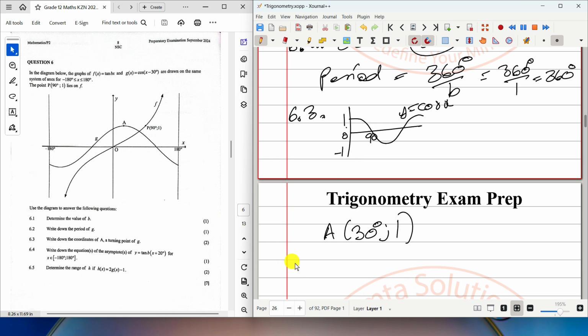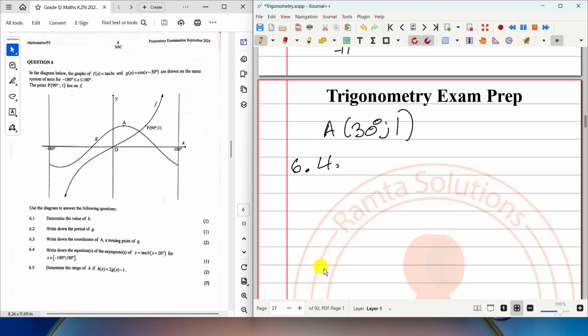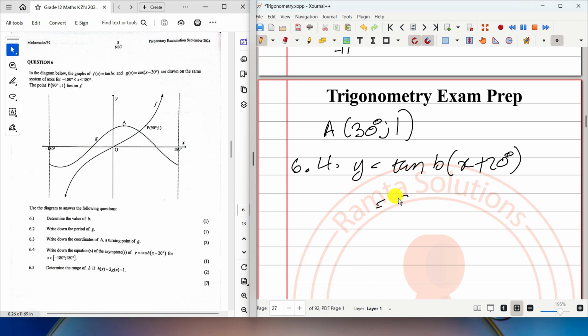All right, perfect. 6.4. Now, we are asking ourselves, write down the equations of the asymptotes of y is equal to tan b into x plus 20. The graph that we had was basically g of x, but it was g of x shifting 20 degrees to the left.